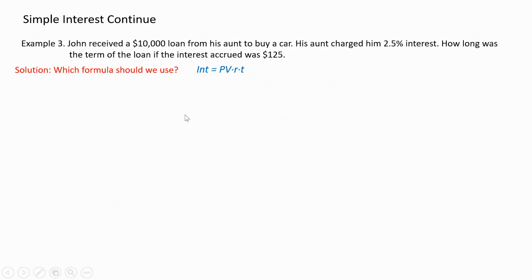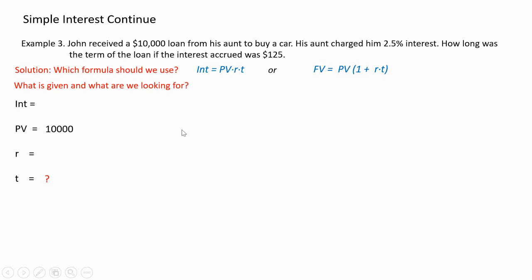So which one should we use? Okay, so this was the interest, right? I'm going to stick with this one here because this is the interest accrued, which is the INT. We're looking for the time, right? How long means time. So the INT, or the interest, is 125.